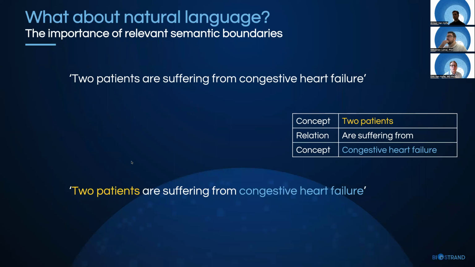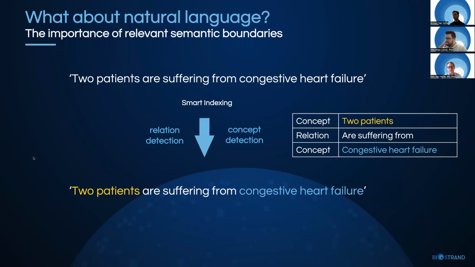Let's have a look at how we do the first step in our natural language process. Here I start off with a sentence: 2 patients are suffering from congestive heart failure. The first step we do in our process is what we have called smart indexing. Smart indexing is based on the principle that we first look at the linguistic representation of relations. Mostly they are verbs, not always, depending on the context. In this example, that relation is "are suffering from".